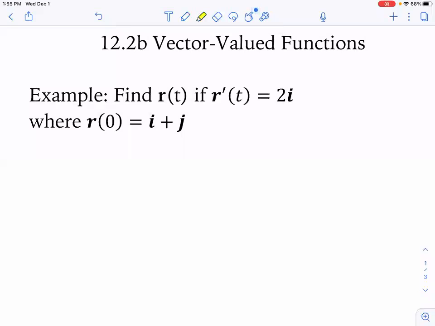Okay, so if this is R prime, then we know that R of t is going to be the antiderivative of R prime of t dt.